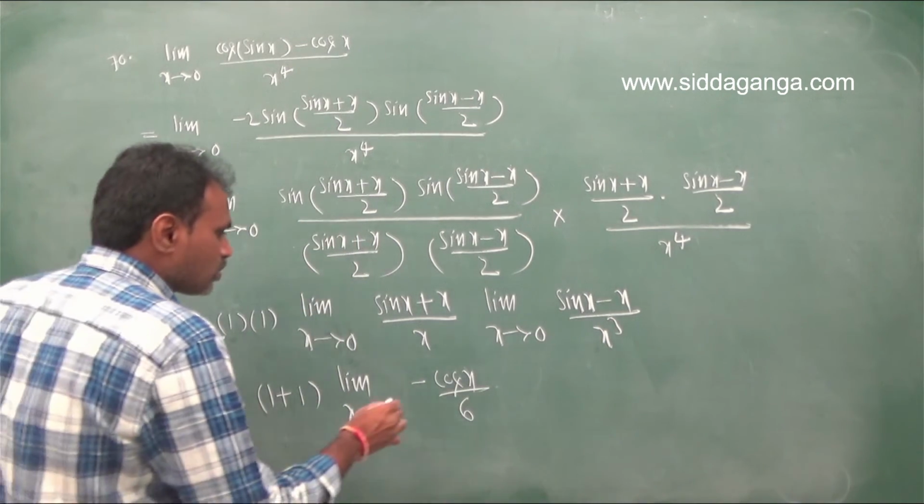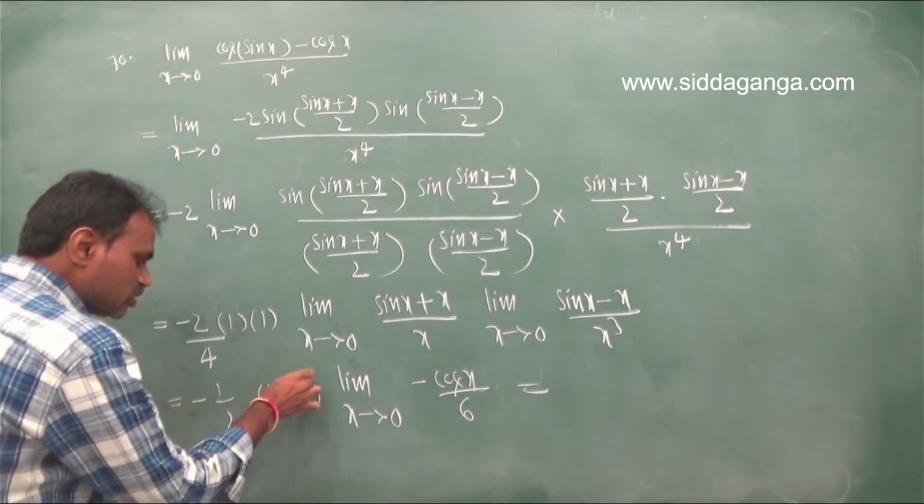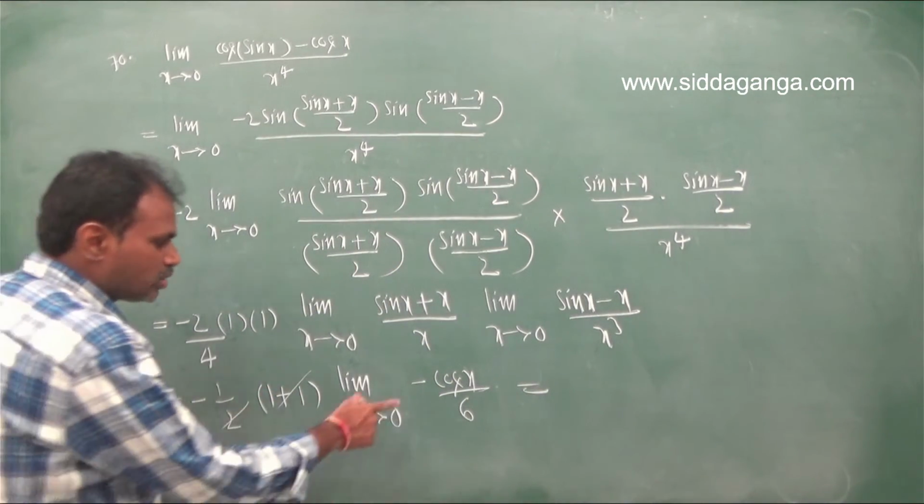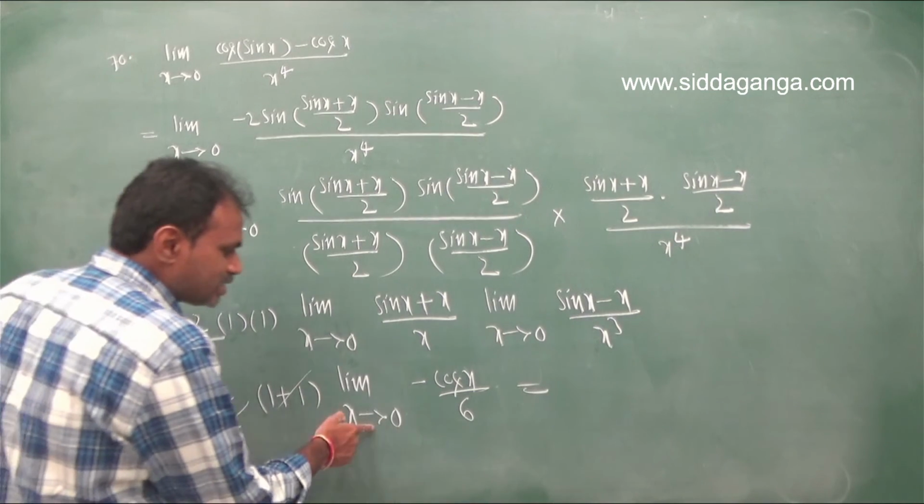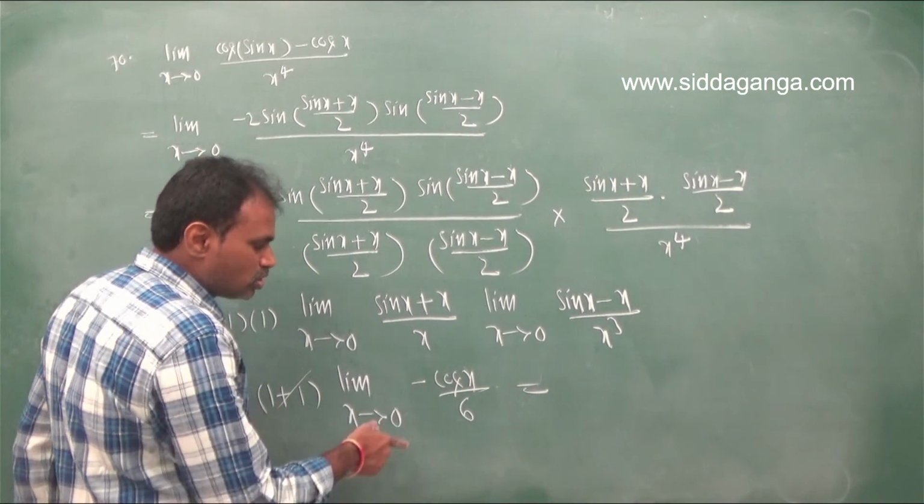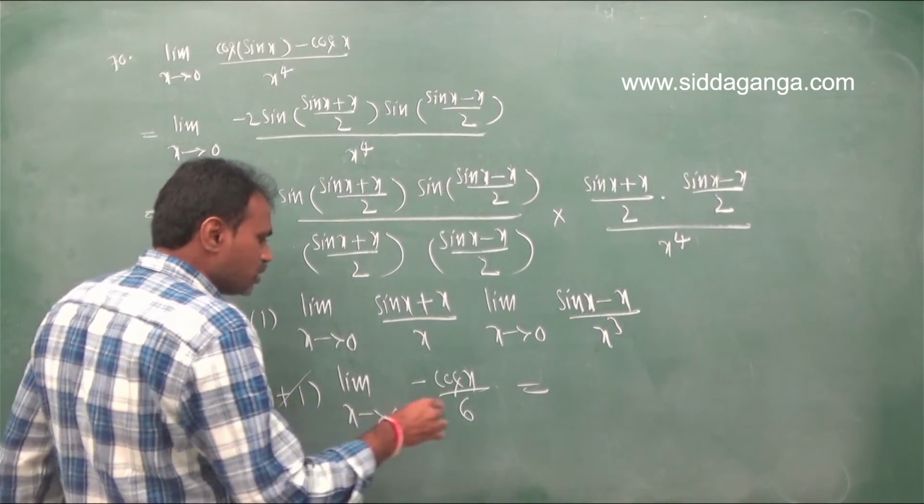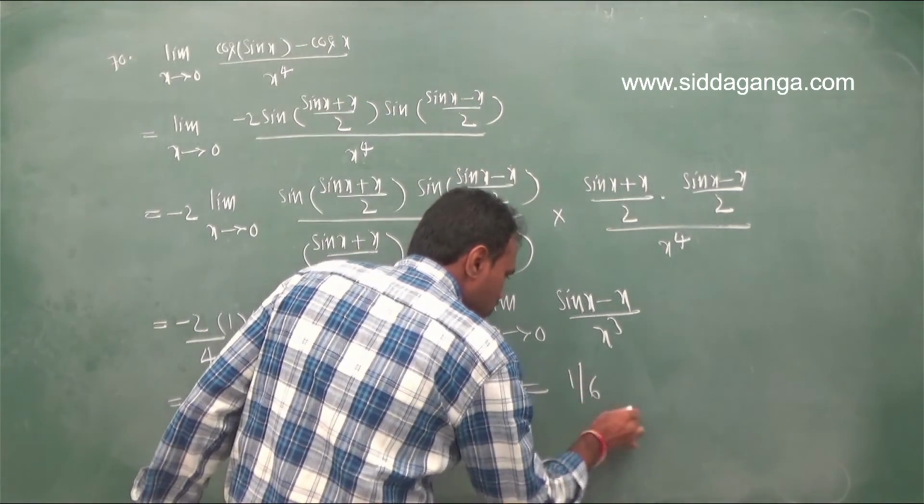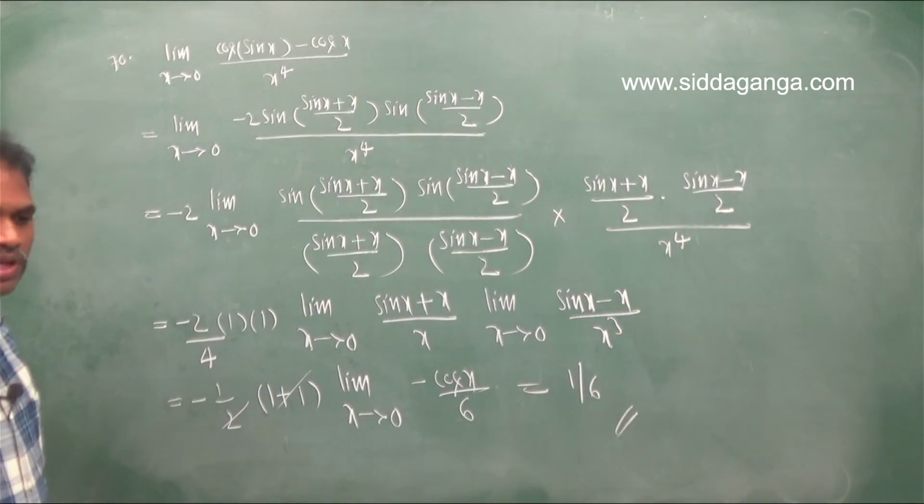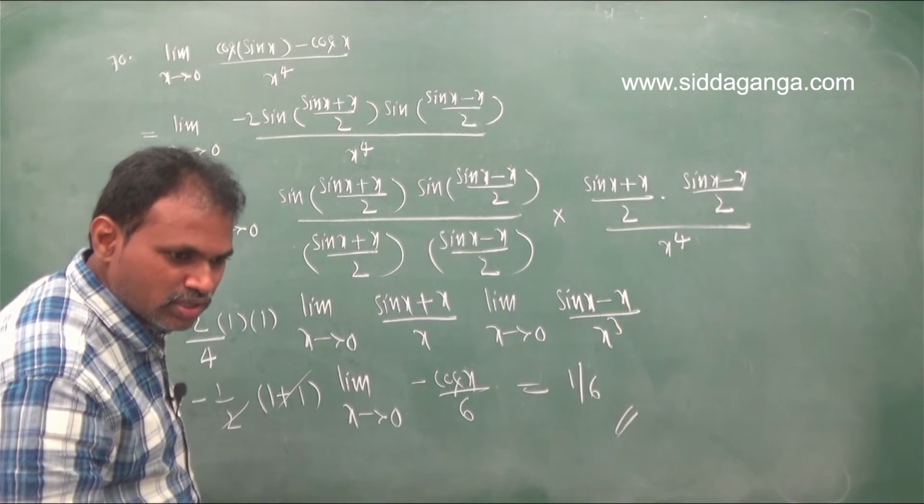Therefore it is equal to 1 plus 1, 2, the 2 will cancel, therefore minus into minus plus. X equal 0 you put here, cos 0 is 1, therefore 1 by 6, minus into minus plus, that is 1 by 6. Therefore result is 1 by 6, therefore option 2 is right. Next question.